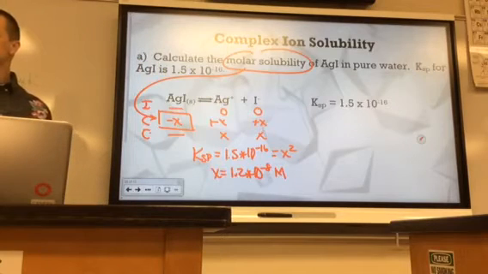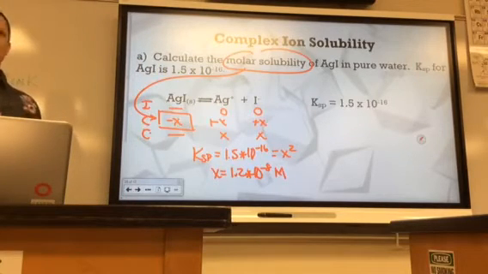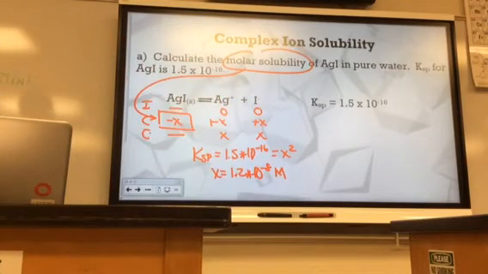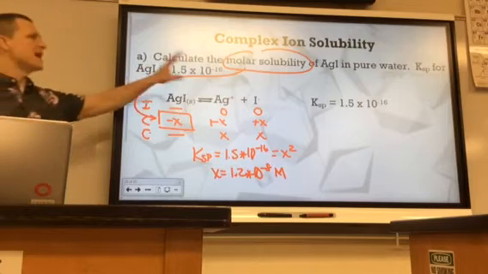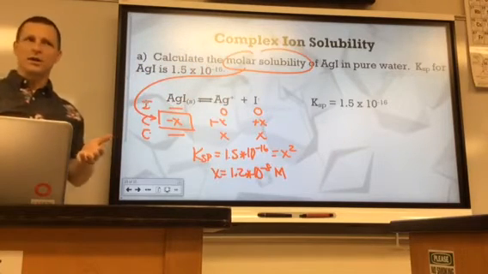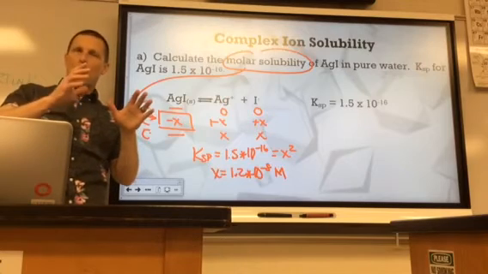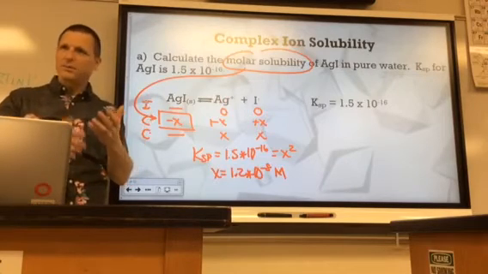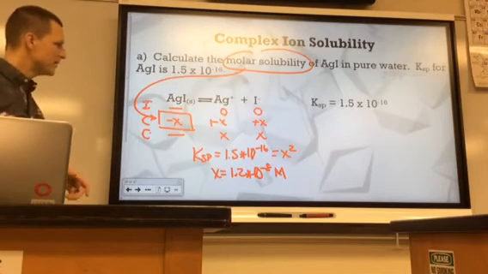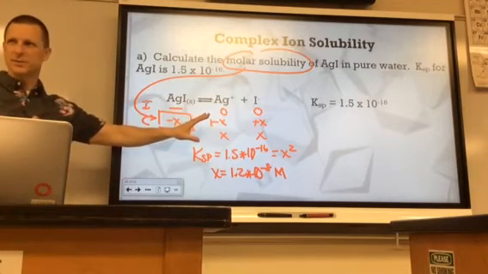On the next slide, we'll take the same exact ionic compound, silver iodide, but instead of trying to dissolve it in pure water, we're going to dissolve it in water that has a ligand present. It's going to be an ammonia solution. So we're going to be talking about that silver ammonia complex. Are we good with this? This is pretty simple.